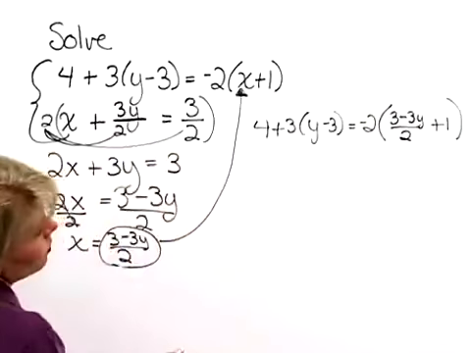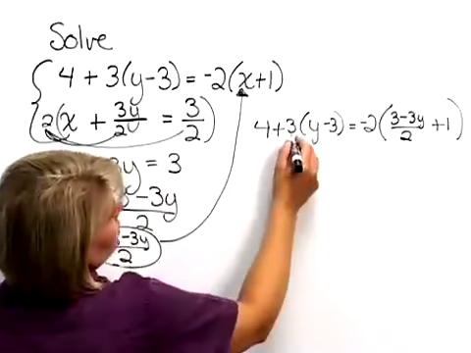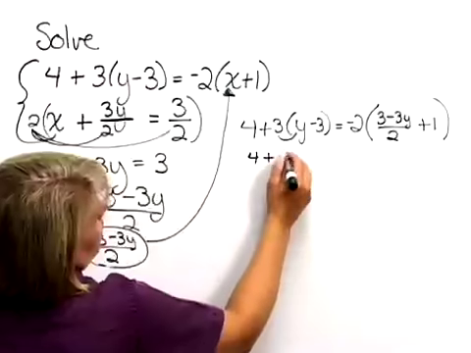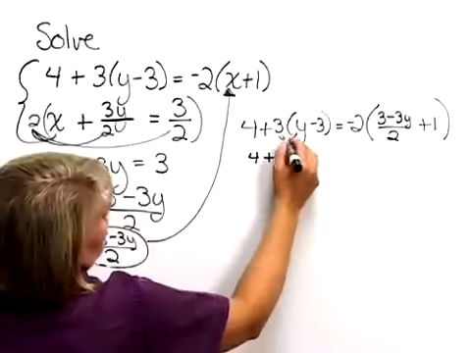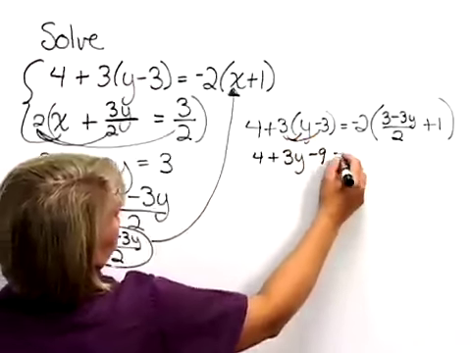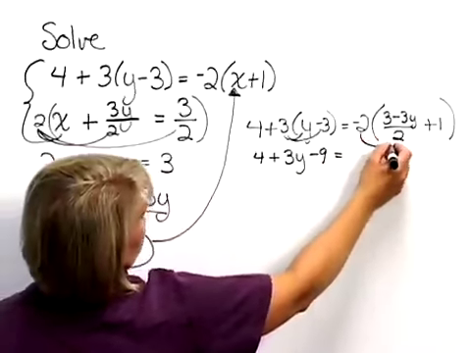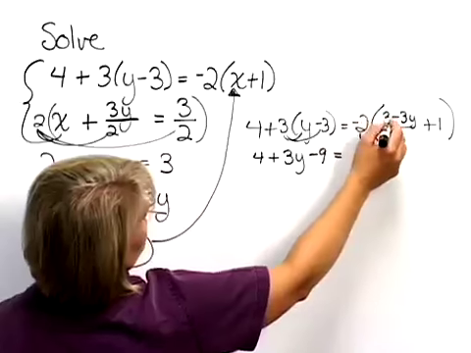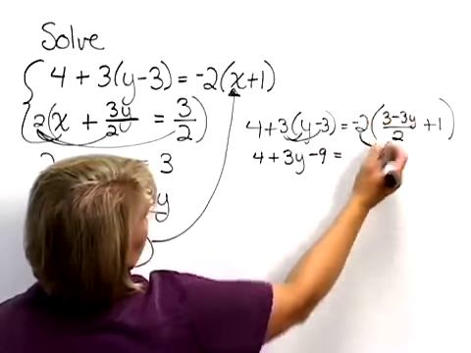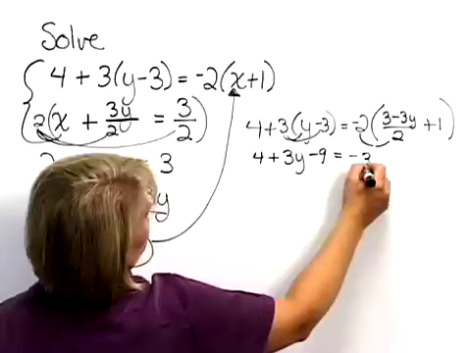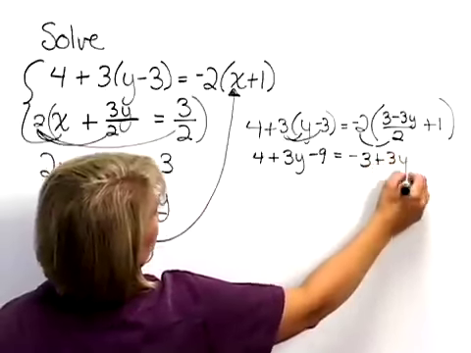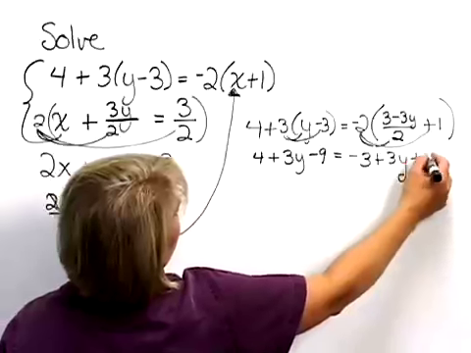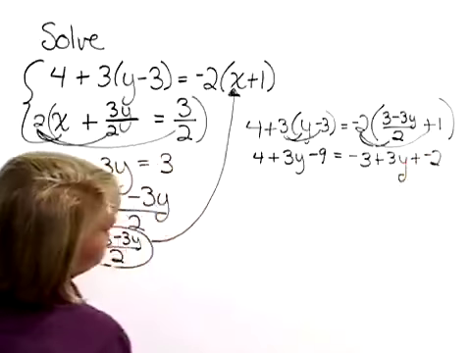Now if we simplify, we'll see what happens. Distributing our 3 here, we're going to keep our 4 there and have 3y minus 9. And then here if we distribute our negative 2, the 2's will cancel and this will be negative. We'll change the signs of these to get a negative 3 plus 3y. And then negative 2 times 1 is negative 2.